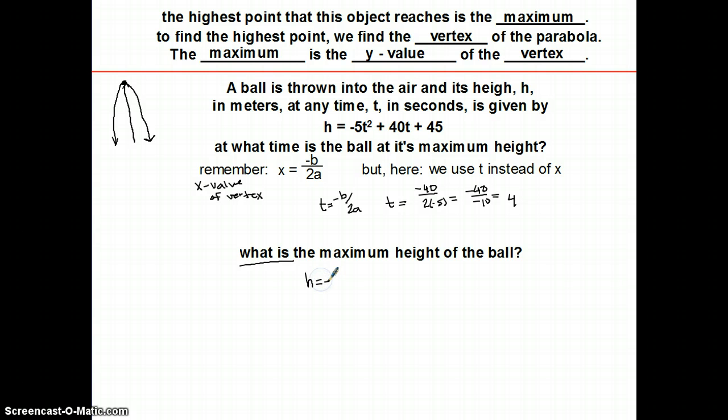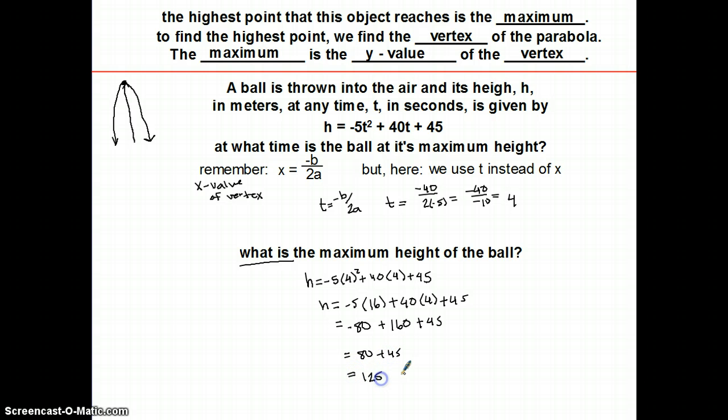So h equals negative 5 times 4 squared plus 40 times 4 plus 45. H equals negative 5 times 16 plus 40 times 4 plus 45. Negative 5 times 16 is going to give us a negative 80 plus 160 plus 45. And working from left to right, negative 80 plus 160 is positive 80, plus 45 is 125. And we're talking meters for our units.